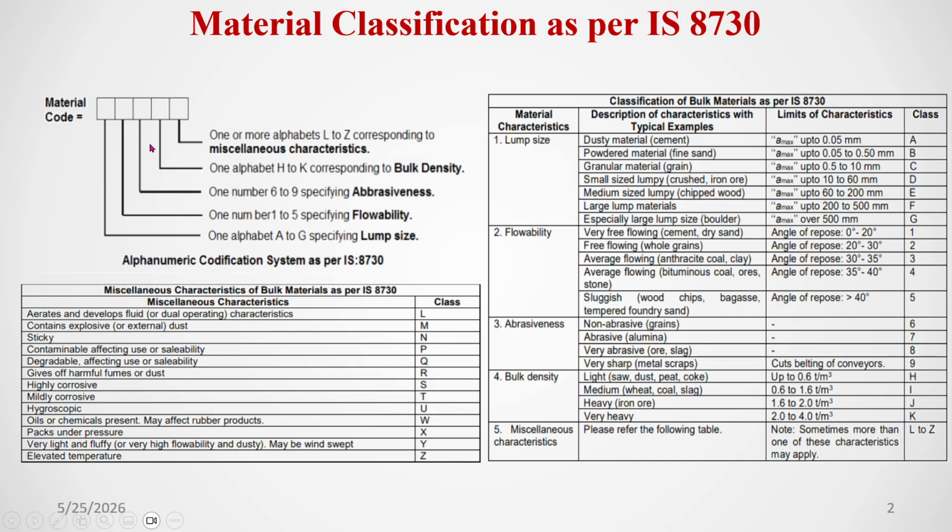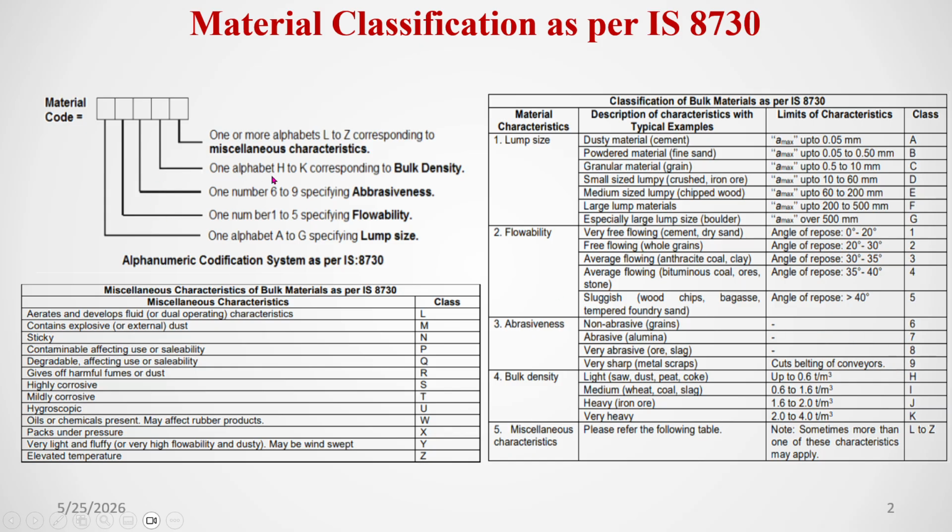Then the third number will be 6 to 9. It denotes abrasiveness. Non-abrasive material, like grain, is 6. Abrasive material, like aluminium, is 7. Very abrasive material, like ore or slag, is 8. Very sharp material, like metal scraps, is 9. So the numerical digits have already been covered.